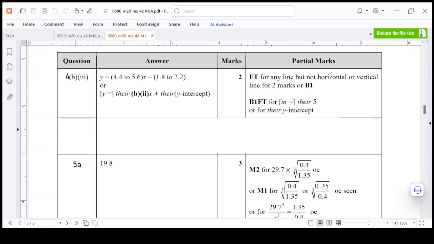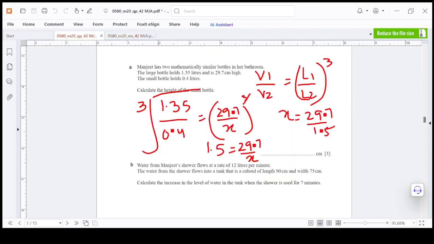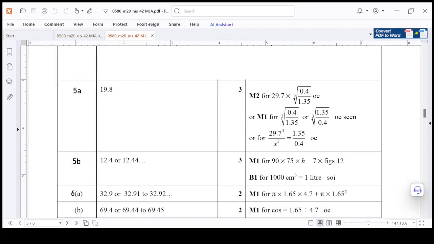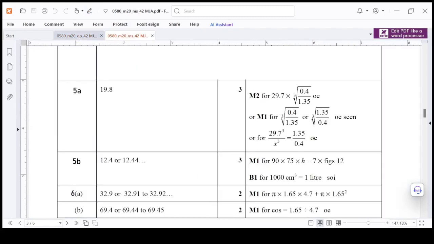Let's check. Where did I blunder? Let me check. What went wrong? How can it be 1? 29.7 divided by 1.5 is 19.8, which is the correct answer. I don't know why I said I got 1. That was very weird. It's 19.8. Okay. Moving on.